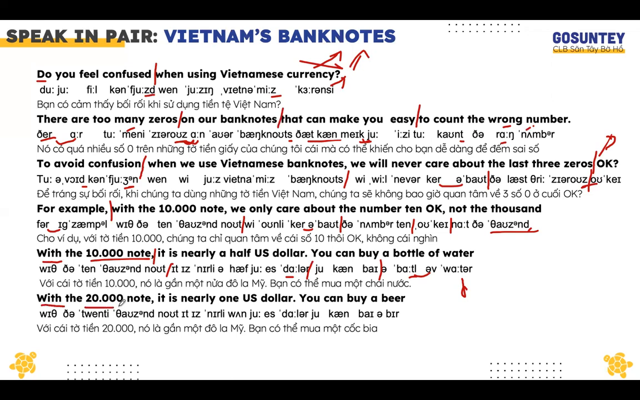With the 20,000 note, it is nearly one US dollar. You can buy a beer.